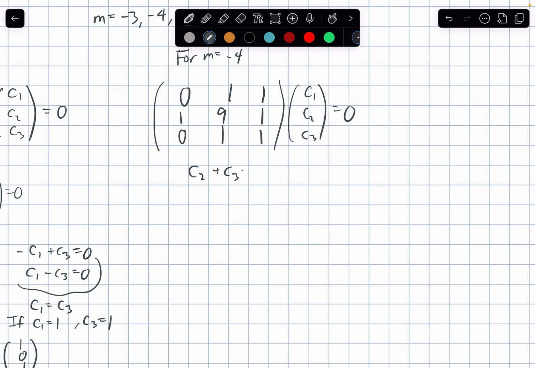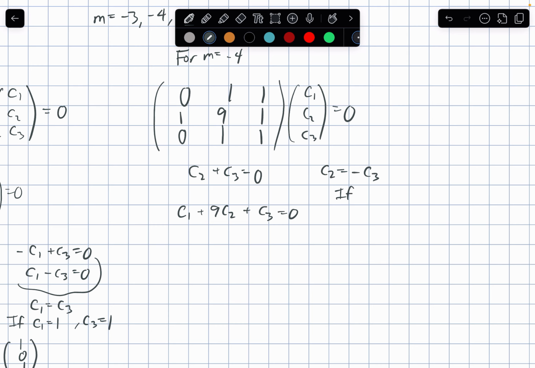C2 plus C3 equal to 0. C1 plus 9C2 plus C3 equal to 0. C2 plus C3 equal to 0. I hope you see the pattern. So technically they're the same. I need to write the second time. So what can we do now? C2 is equal to negative C3.